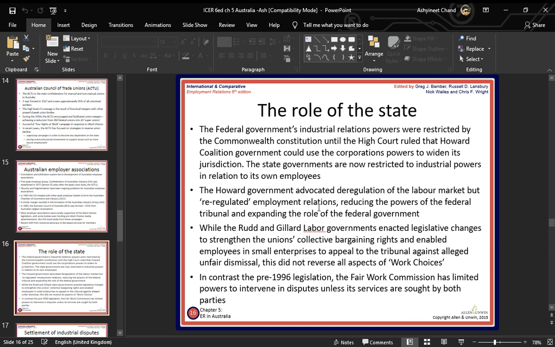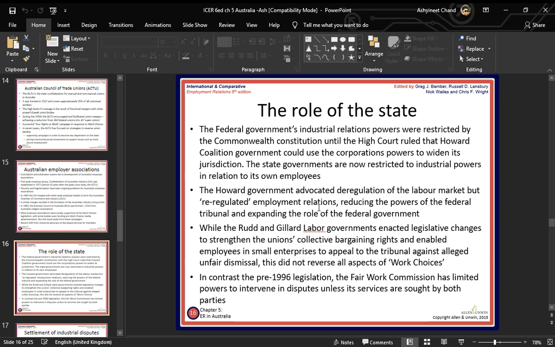The role of the government, so that was about employers and their associations. Role of the state: the federal government's industrial relations powers were restricted by the Commonwealth Constitution until the High Court ruled that the Howard coalition government could use the corporations power to widen its jurisdiction. The state governments are now restricted to industrial powers in relation to their own employees. The Howard government advocated deregulation of the labor market but re-regulated employment relations, reducing the power of the federal tribunal and expanding the role of the federal government.